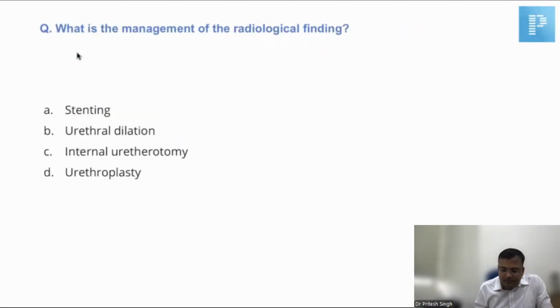Next. What is the management of the radiological finding? Okay. Somebody told me that, sir, there was an image of ureteroscopy. Or someone told me that, sir, there was a urethral valve. Yes, one student was telling me that there was a urethral valve. So guys, if there is a urethral valve, usually it's the posterior urethral valve.